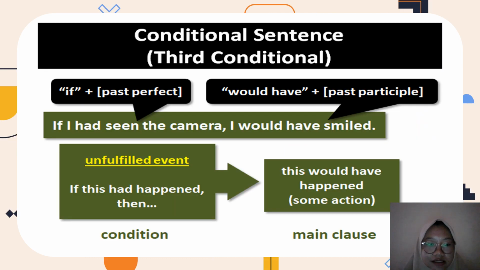Okay, so here's the example. If I had seen the camera, I would have smiled. So if this had happened, if I had seen the camera, and then this would have happened: I would have smiled. So the condition is I had seen the camera and then the main clause is I would have smiled. Like this.